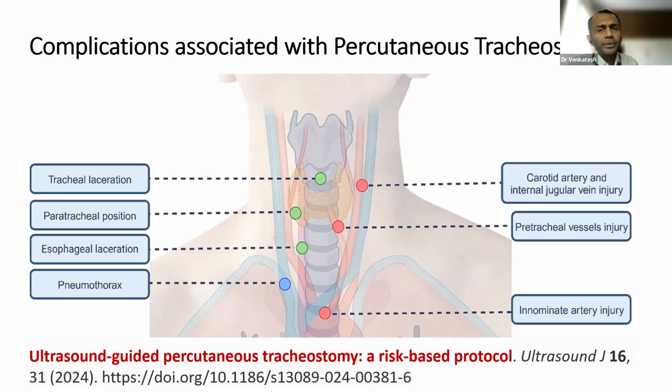Complications associated with percutaneous tracheostomy are basically based on the anatomical structure. So whether it is tracheal laceration, paratracheal position, which is very important for us, esophageal laceration, pneumothorax, carotid artery or internal jugular vein injury, paratracheal vessel injury, pretracheal vessel injury, and innominate artery injury. If we keep these things in mind, then probably we can avoid all the potential complications.